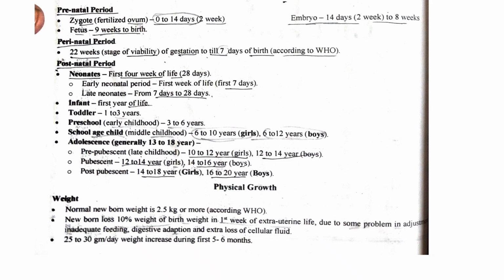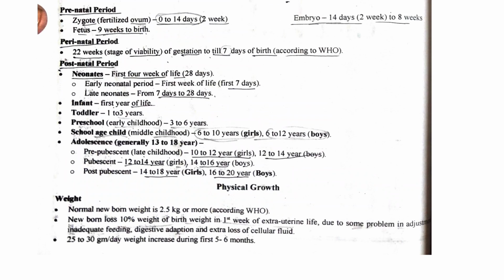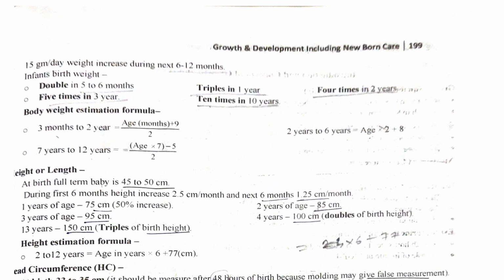Newborn loses 10% of birth weight in the first week of extrauterine life, due to some problems in adjustment, inadequate feeding, digestive adaptation, and extra loss of cellular fluid. Then 25 to 30 gram per day weight increases during the first 5 to 6 months. Next, 15 gram per day weight increases during the next 6 to 12 months.